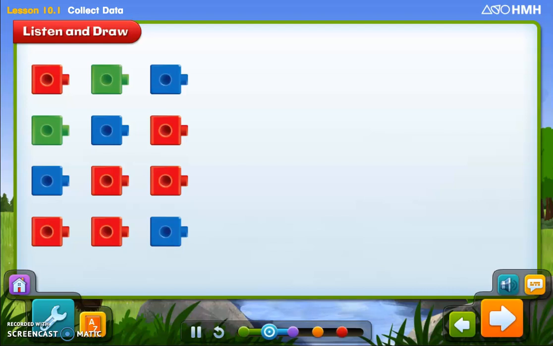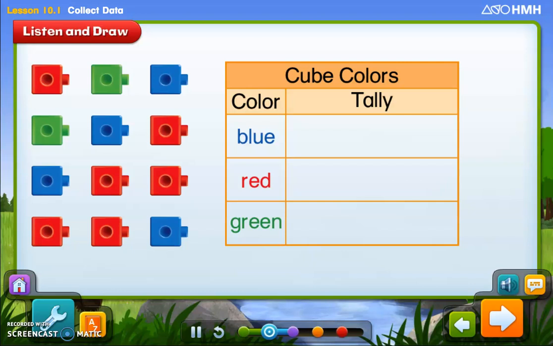Let's record information about the colors of these cubes. You can record information in a tally chart. Let's record this green cube first. Make a tally mark for the green cube in the green row. Notice that we crossed out the cube that we recorded in the chart. Now let's record this blue cube in the chart. Make a tally mark for the blue cube in the blue row.